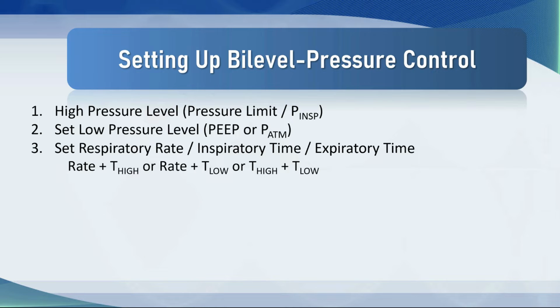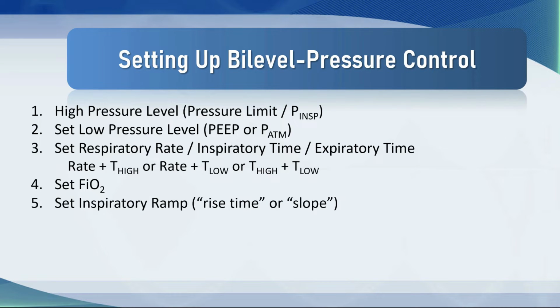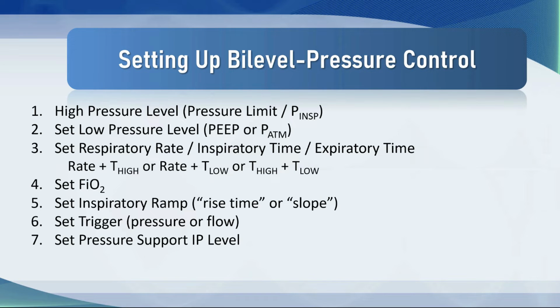You set a rate and a time high, that's the inspiratory time, a rate plus a time low, that's the expiratory time, or you set a time high and a time low, and then the ventilator figures out the respiratory rate. You set an FiO2, the inspiratory ramp, or the rise time or the slope, the trigger, which is either pressure or flow, and if you're going to use it, the pressure support, inspiratory pressure level, and the expiratory sensitivity.